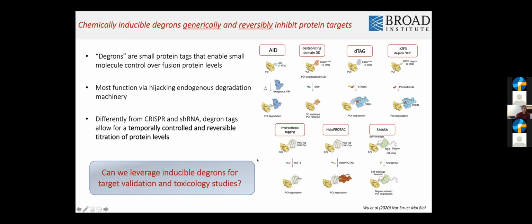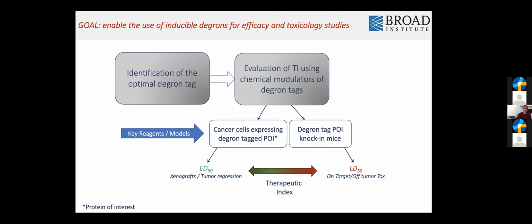So we, and surely many others listening here, wondered whether we could leverage this system for target validation and toxicity studies. And indeed, following the identification of an optimal Degron tag for any given target, one could envision attempting to determine the therapeutic index that follows target inhibition. And this would be particularly powerful if possible at the very early stages of drug discovery, particularly for novel targets that are not well characterized.